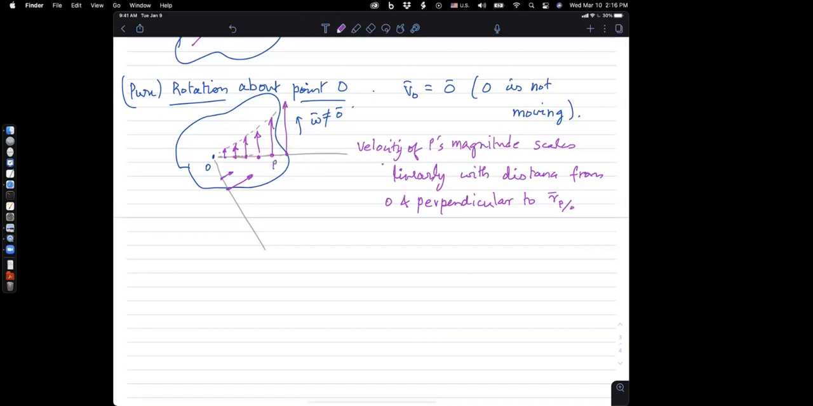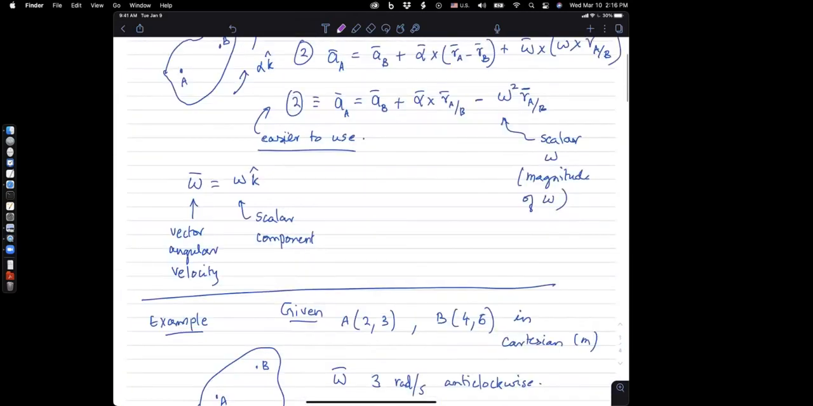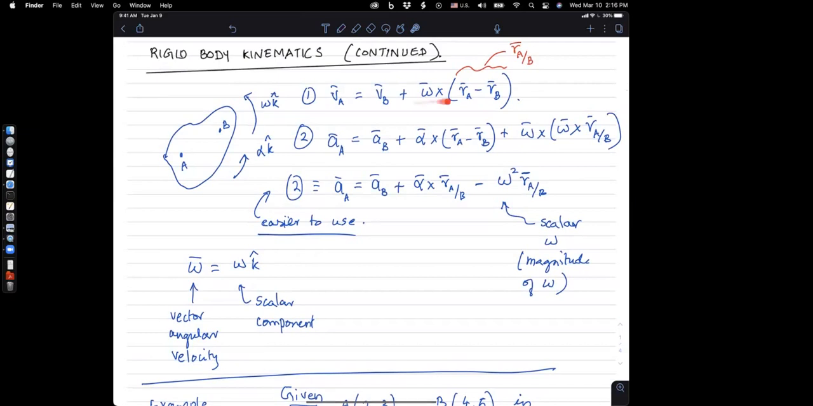Okay, if you take this to be point P, really that follows from this formula. You're imagining V_O is basically 0, and V_P is omega cross R_P. And omega cross R_P is going to be perpendicular to R_P and then scale with how big R_P is.